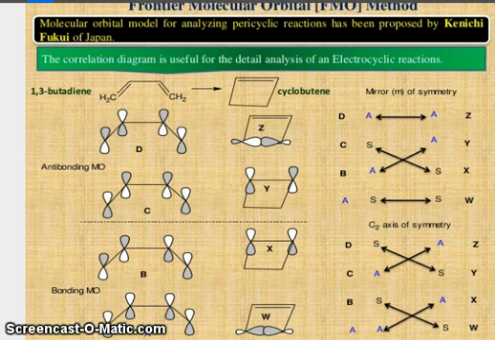So here, what are the correlations? A is antisymmetric, B symmetric, with the C2 axis of symmetry and the mirror plane of symmetry. So: antisymmetric, antisymmetric, symmetric, symmetric, antisymmetric, antisymmetric, and symmetric, symmetric. But the C2 axis of symmetry is just a crossover.